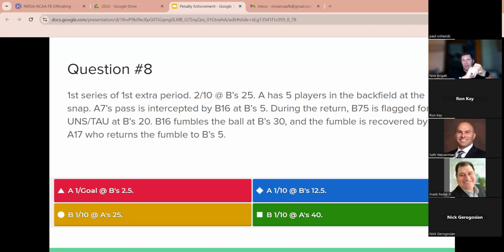It's because A's penalty would offset B's penalty in normal circumstances at the succeeding spot, or rather would cancel at the succeeding spot. However, because B's penalty is unsportsmanlike, we can't cancel it unless we had an equal unsportsmanlike conduct penalty that we could cancel it with, or a flagrant personal foul. So in this case, A's penalty kind of just goes away, and we still have to enforce B's penalty. So, thanks, Jim. Appreciate it.